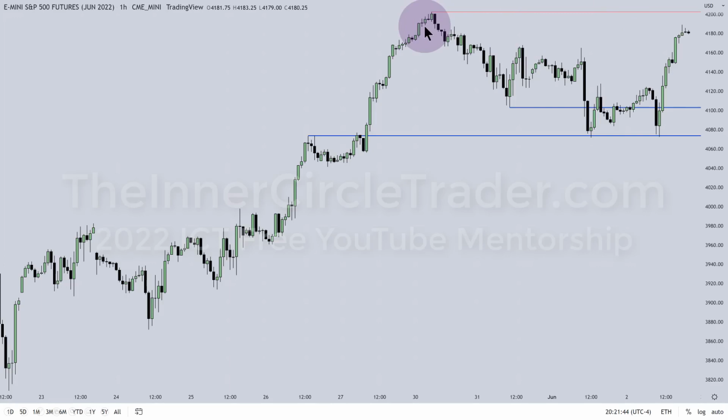Now, it does not need to do that tomorrow. I could be wrong about that. I'm just saying that I think that this is the next draw on liquidity, so study that. That's all. Now, we do have a small little fair value gap in here. Be mindful of that. It might want to drop down into that before going up there. That's certainly something to study also.